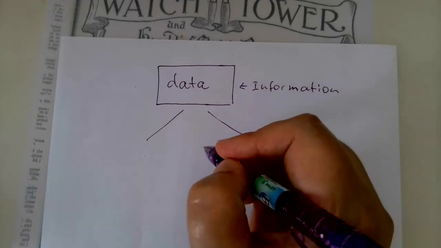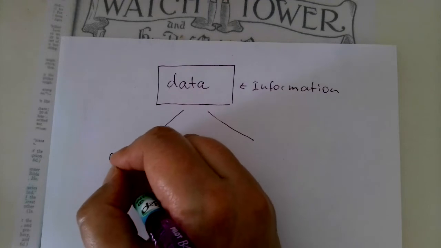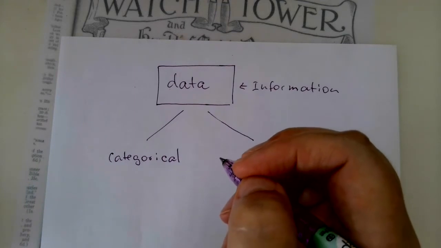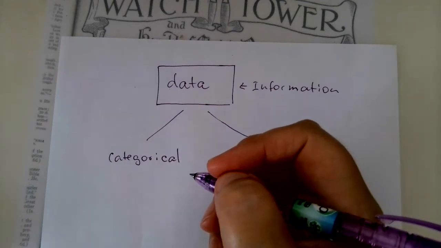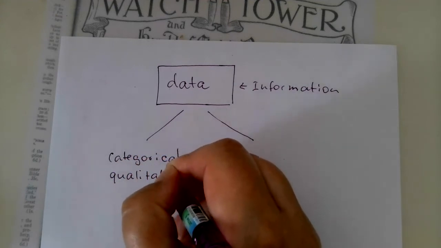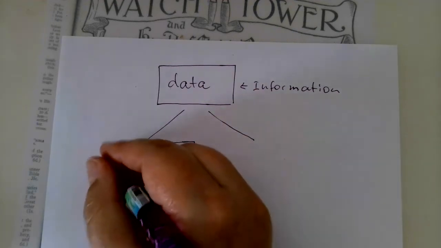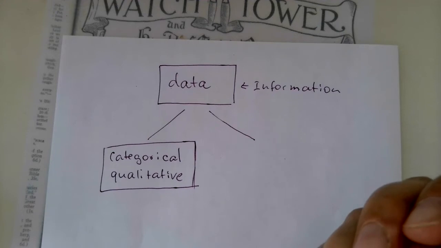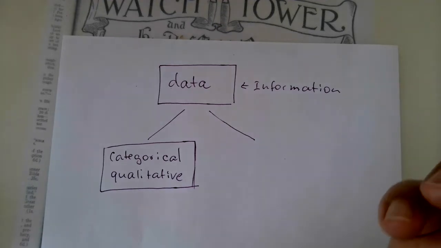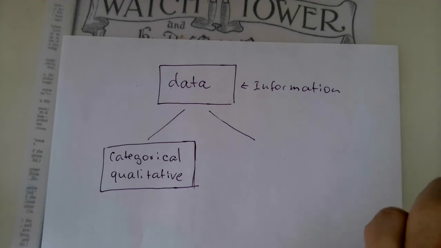So the first branch is categorical data. Categorical data is also called qualitative data. So qualitative data is non-numeric data. It could be, for example, colors, eye color, hair color, colors in general. It could be gender. It could be yes or no questions. So something that cannot be measured.